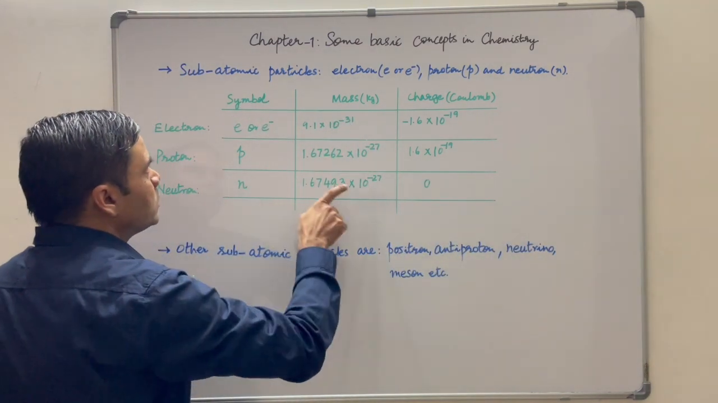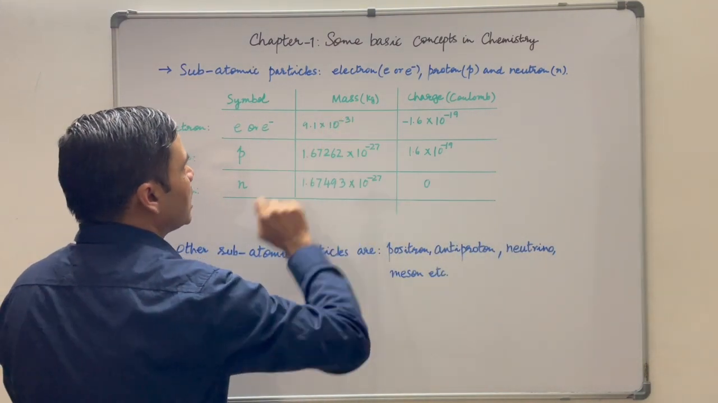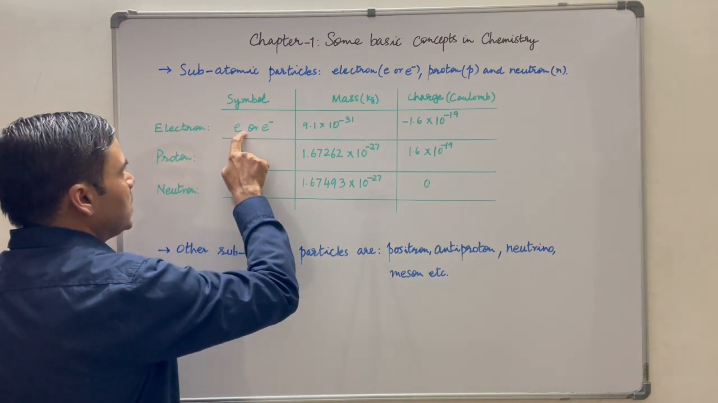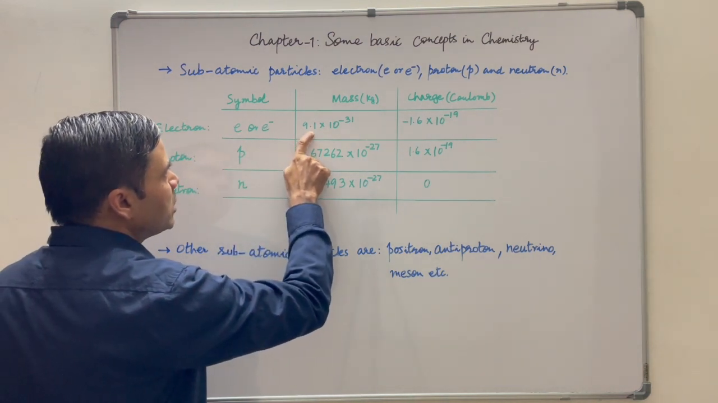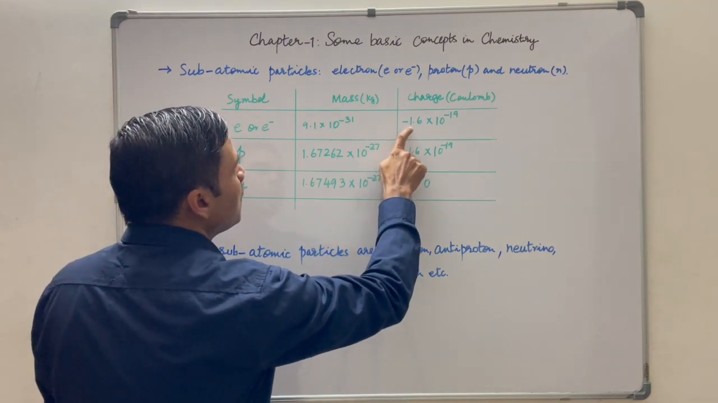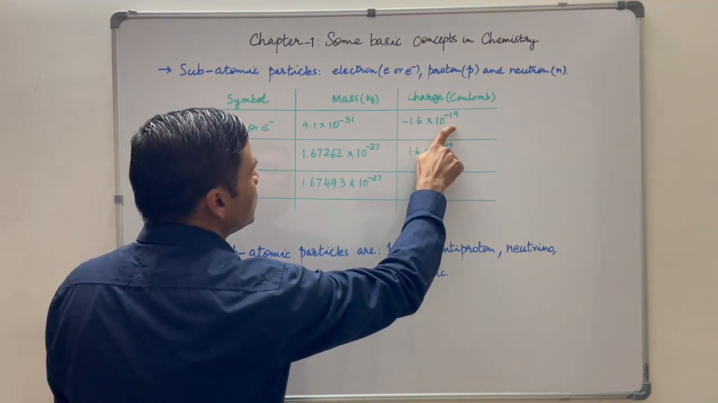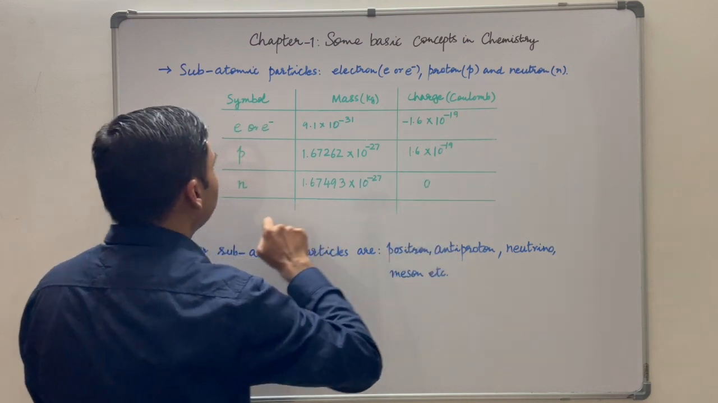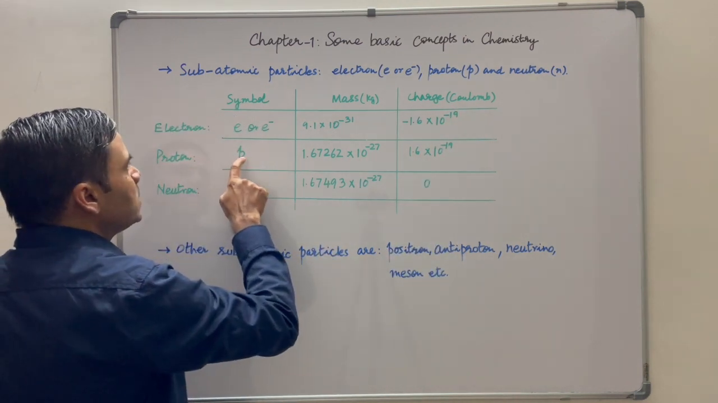This table shows their symbol, mass and charge. Electron is represented by small e. Its mass is 9.1 into 10 to power minus 31 kg and its charge is minus 1.6 into 10 to power minus 19 coulomb. Proton is represented by small p.